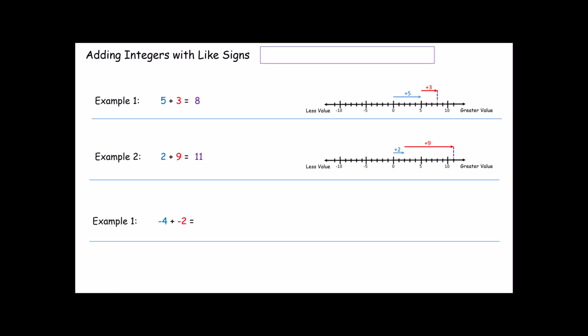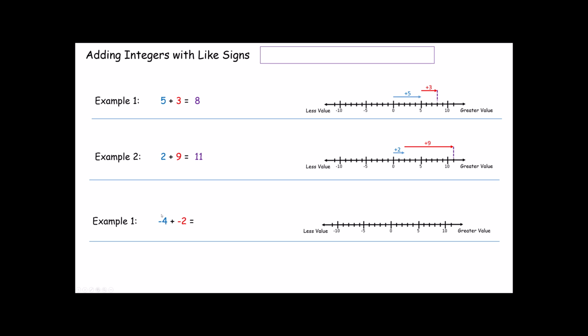Negative 4 plus negative 2. You'll remember in our last video on integers and absolute value, we said that when we have positive movements on our number line, or as we go farther and farther to the right, we get greater values. Positive numbers always move to the right. Negative numbers move the same distance, but in the opposite direction.